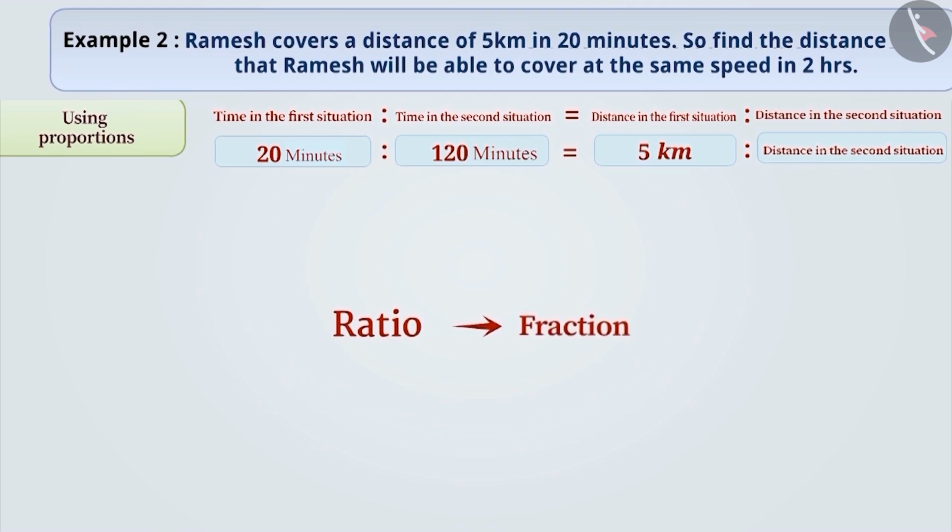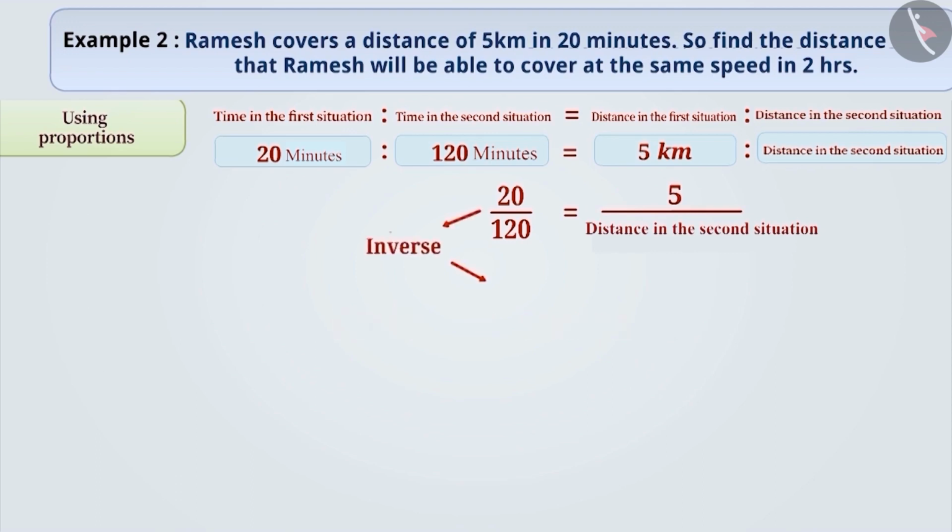The ratio, when expressed as a fraction, would be 20 by 120 and 5 kilometers by the distance covered in second situation. To solve this, take the inverse of the fraction on both sides by swapping the numerator and the denominator with each other. 120 by 20 is equal to distance of the second situation by 5.